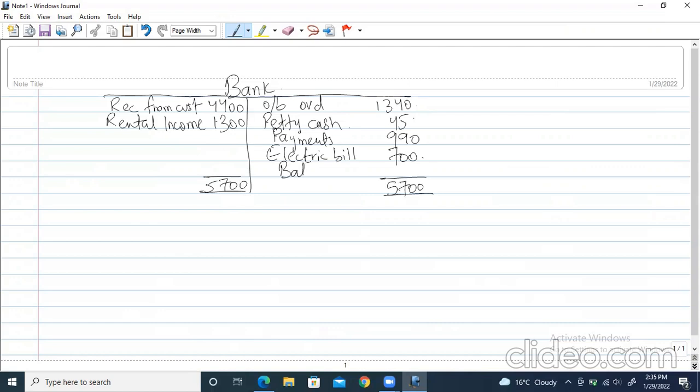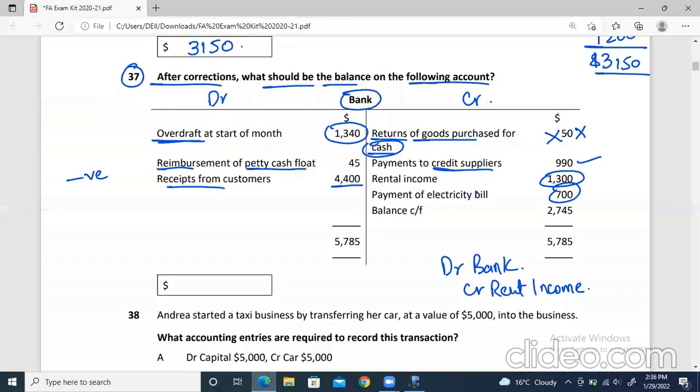Now balance carried down will be brought over here. Let's see what this is. 1,340 plus 45 plus 990 plus 700. Okay, so the total is 3,075, and we'll just minus this from 5,700. So the balance that we're getting is 2,625. Okay, so this is the correct closing balance of the bank, which is $2,625. Okay, so we'll write this amount in this answer.